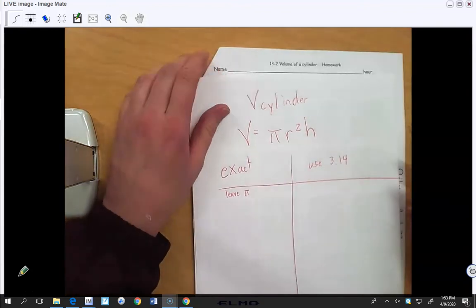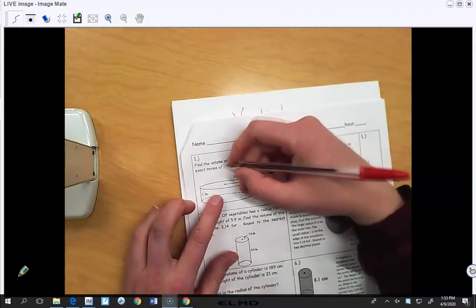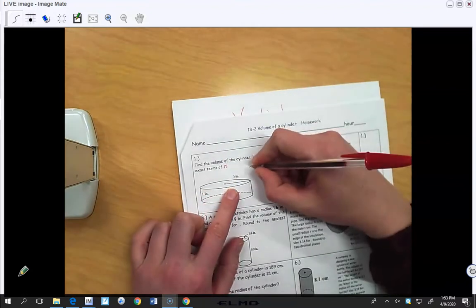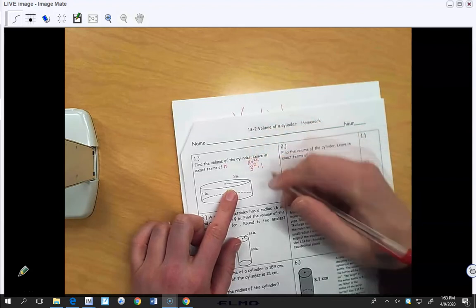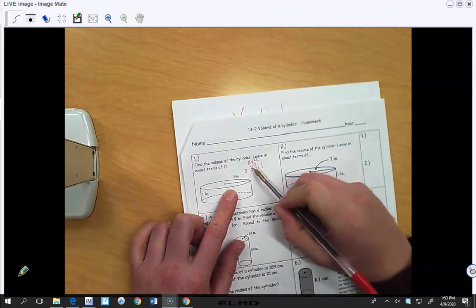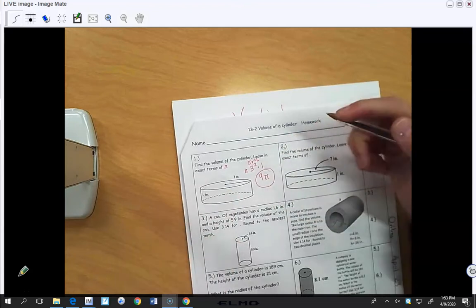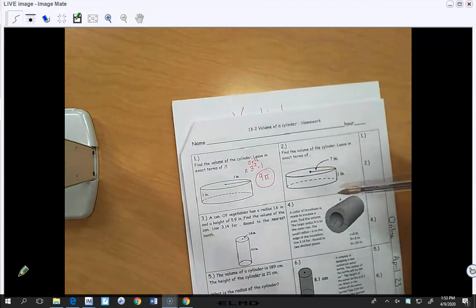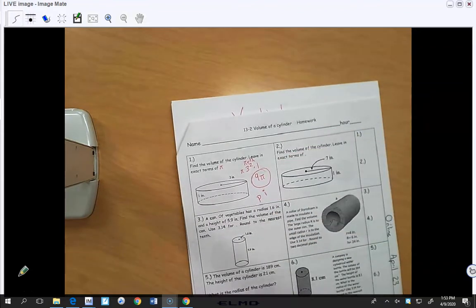It's a rounded number. So, number one says find the volume of the cylinder, leave in the exact terms of, and that should say pi, it got cut off. So I do pi r squared h. Pi, I just leave pi alone, times 3 squared times 1. 3 squared times 1 is 9, 9 times 1 is 9 pi. And because it's in exact terms of pi, I just leave the pi symbol. If you are working in digits, you're going to type in pi. When you type in pi, magically a pi symbol will appear.